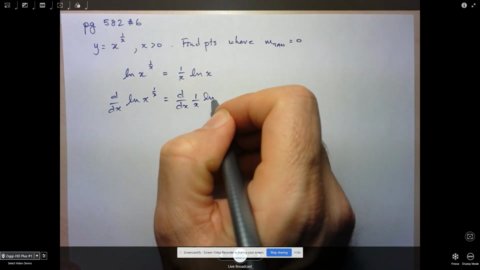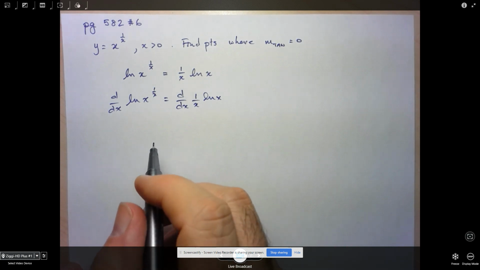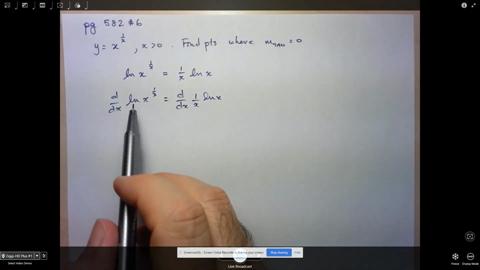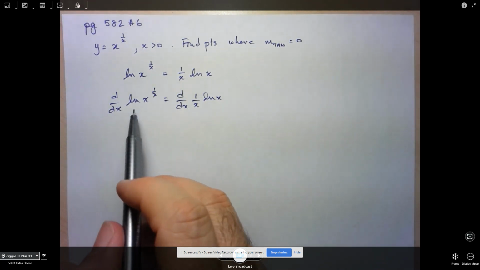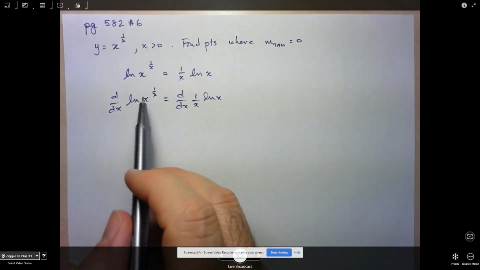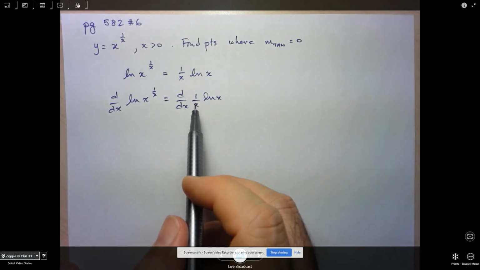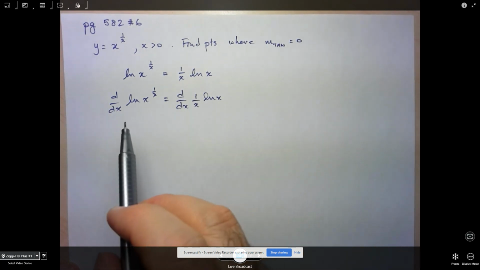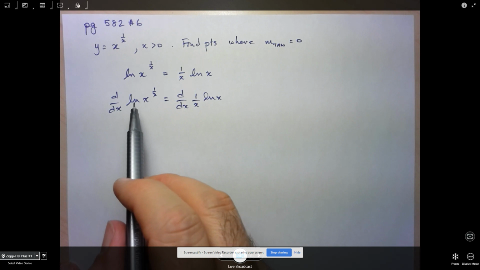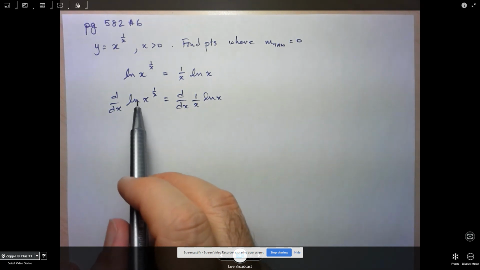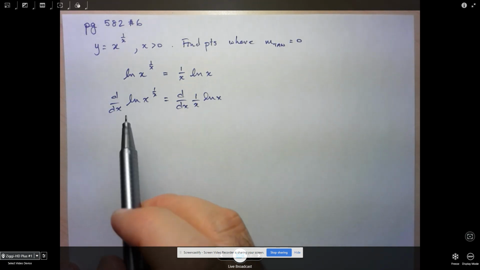On the left-hand side, we're going to find the derivative using the chain rule because we've got the function of a function. And on the right-hand side, we're going to find the derivative using the product rule because we have the product of two basic functions. In using the chain rule on the left, we're going to see why this is useful.